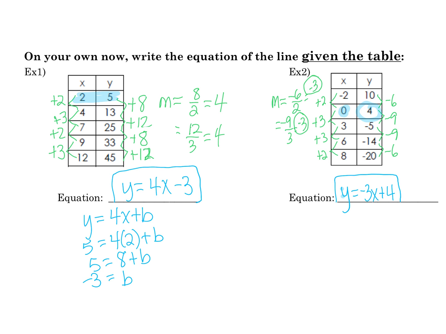All right, go ahead and check your work on this one. This first table, you were able to find your slope, and then you had to use the algebra to find the y-intercept. So you should have gotten y equals 4x minus 3. On the second one, it was a little bit easier because you just had to find your slope, which was -3, and then because you could find this x value of 0, that means that this 4 is your y-intercept. So the equation was y equals -3x plus 4.